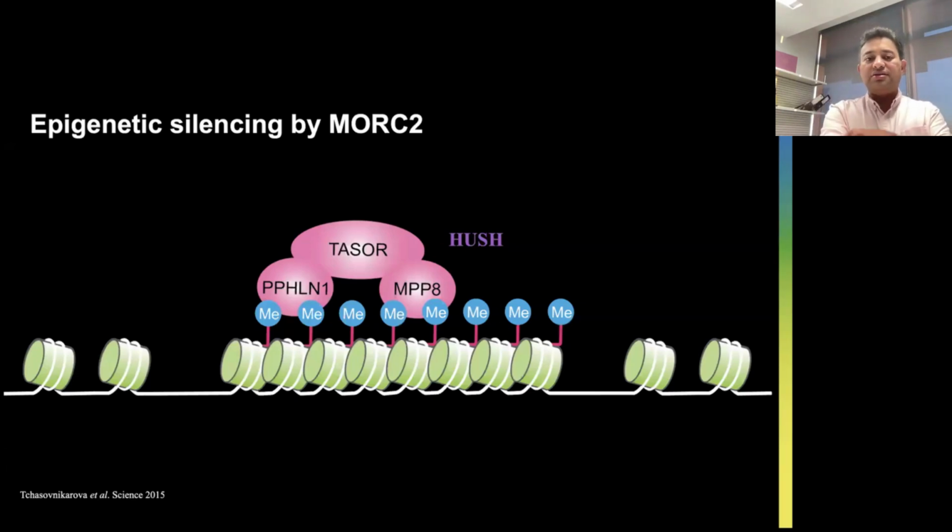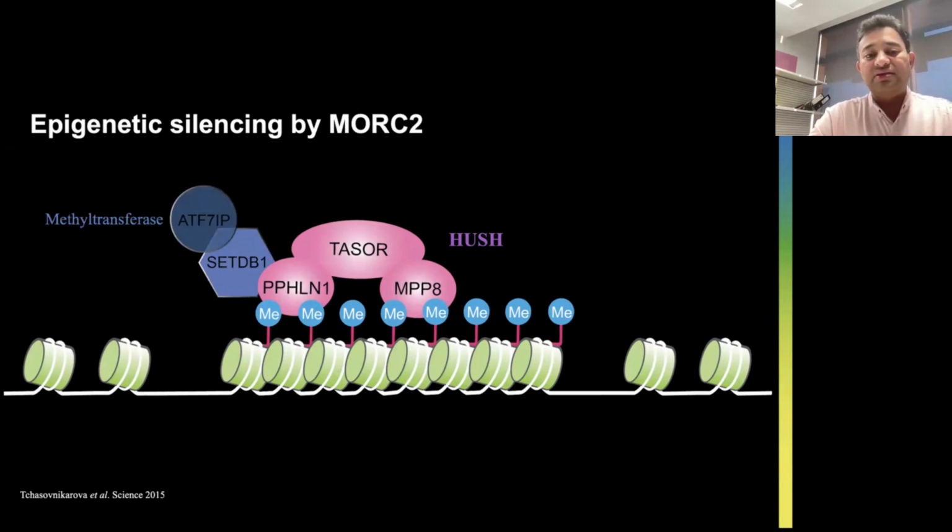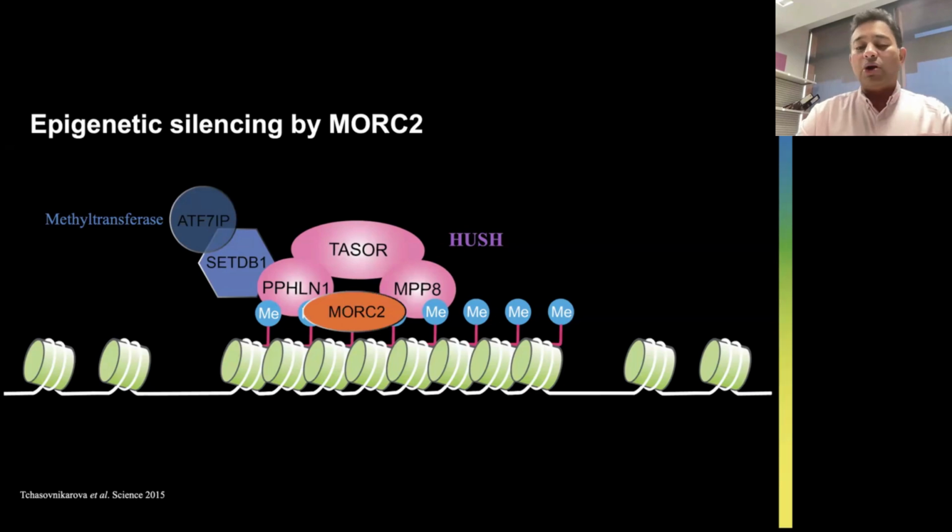The main function of MORC2 is epigenetic silencing, and the way it does it is that it's part of a bigger complex called HUSH, where HUSH comes and reads the H3K9 trimethylation marks on our chromatin. It then recruits a complex of methyltransferase SETDB1 together with its interactor ATF7IP. That eventually leads to the recruitment of MORC2, and it's believed that once MORC2 is recruited, heterochromatization of that particular region happens, and that leads to epigenetic silencing.